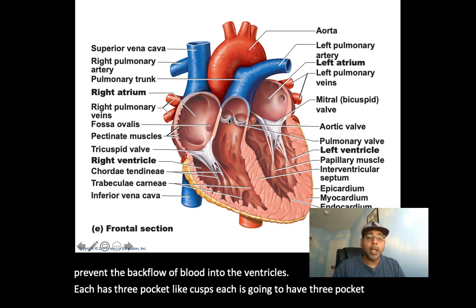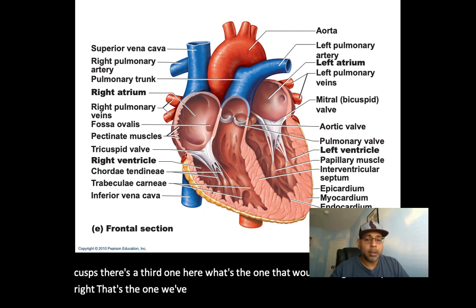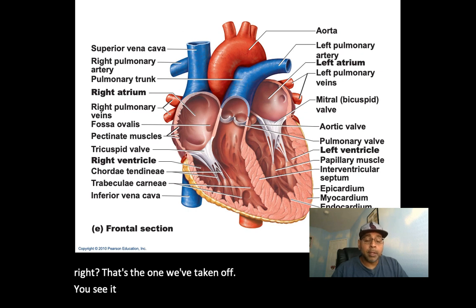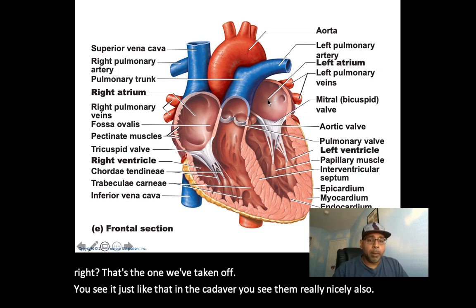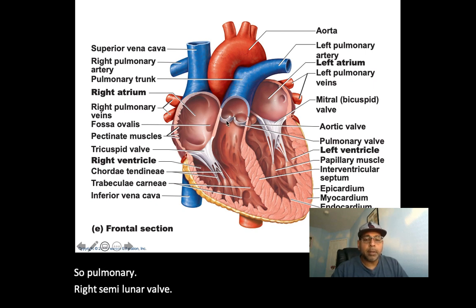Where's the third one here? What's the one that would be right on top, right? That's the one we've taken off. You see it just like that. In the cadaver, you see them really nicely also. So pulmonary, right semilunar valve, pulmonary valve, aortic valve, or left semilunar valve.